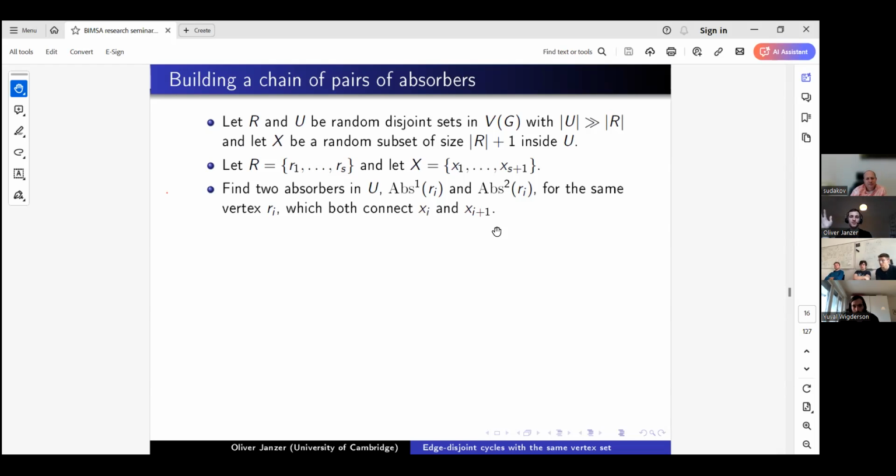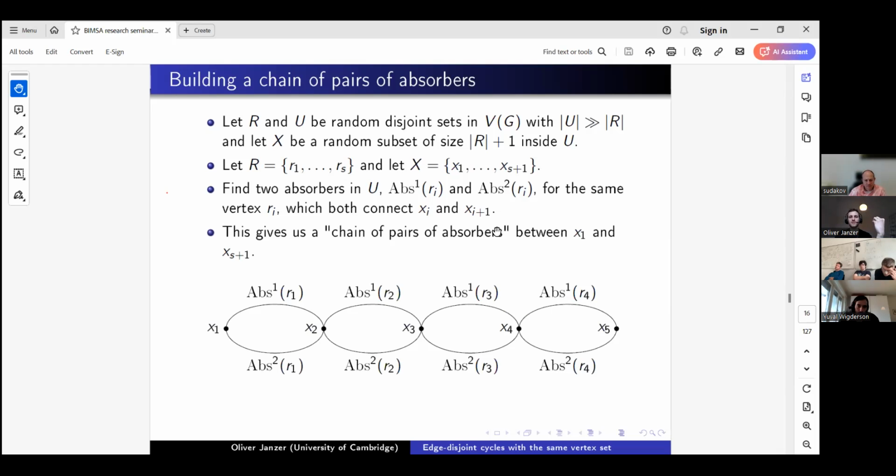But I'll need two absorbers because I have to construct two edge-disjoint cycles. Both absorbers will be very similar in the sense that they can be used to absorb the same vertex, and they connect the same pair. So they both go from x_i to x_{i+1}. And this gives a chain of pairs of absorbers. This is the picture you should keep in mind. You have these x_1, x_2, x_3, and so on, just some fixed vertices. And between consecutive x_i's, you have two absorbers, so you have two choices. Essentially, each absorber is a path. It's not strictly speaking a path, but if you decide not to absorb the vertex, it's a path. And if you decide to absorb the vertex, it's still a path, just a different path. So you should definitely think of them as paths.